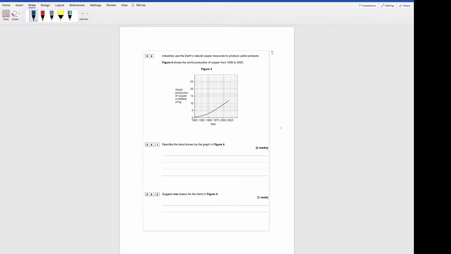Now for 2 marks, I'll be honest with you, I actually struggled to see the second mark. I had to look this up because naturally your teachers tell you to talk about the trend in the graph and then use data from the graph to support your answer. Now what this was looking for is rate, talking about the change in the line of best fit. So let me just explain what I mean by that. So it says, describe the trend. Well, the trend is that it increased from 1900 to 2020.